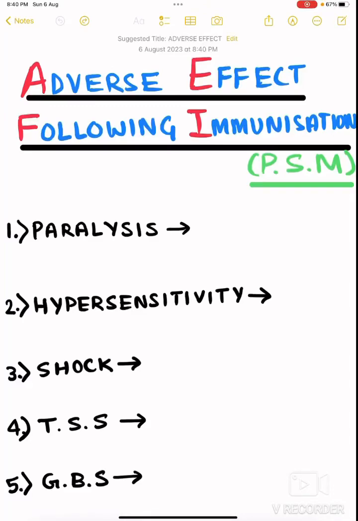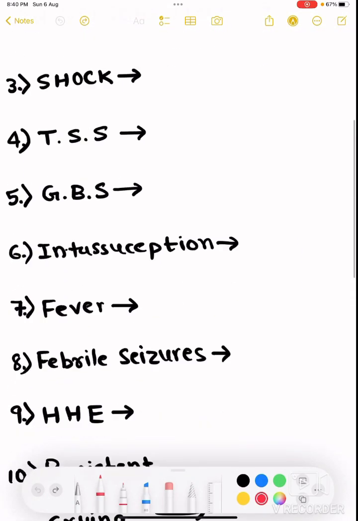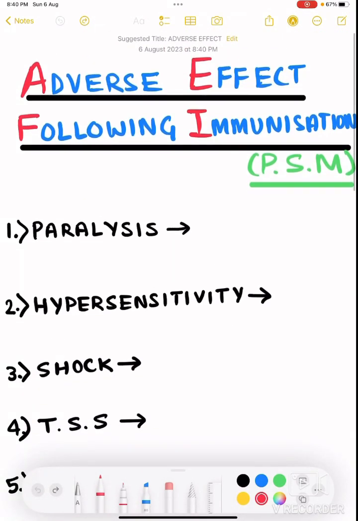Hello guys, in this video we are going to study adverse effect following immunization, which is shortly called AEFI. Right, so there are a few AEFIs that are important. Although AEFI is a topic from PSM, not very important for NEET PG or INICET, a few important things can be asked from it. Not extremely important, but it is advised that you remember this topic, because if I were the examiner, I would definitely give a question every alternate year.